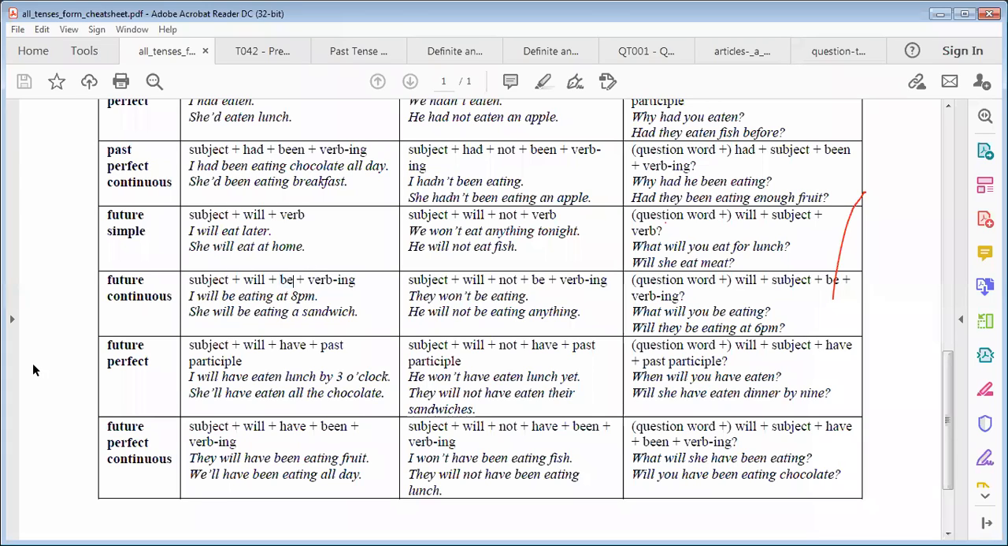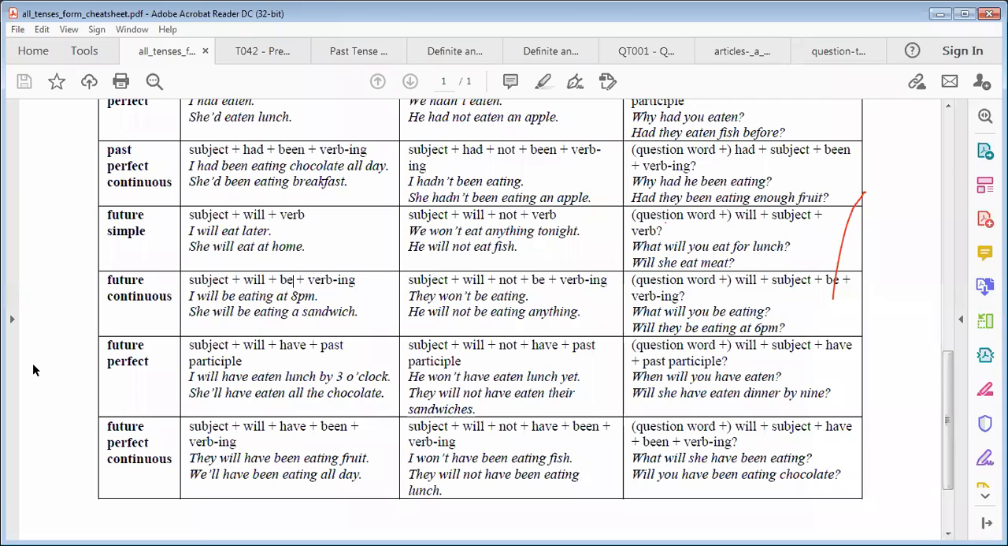Future perfect. In present perfect, we used has or have plus past participle. In past perfect, we use had plus past participle. And in future perfect, we are going to use will have plus past participle. Okay, so I have subject plus will have plus past participle. I will have eaten lunch at 3 o'clock. She will have eaten all the chocolate.